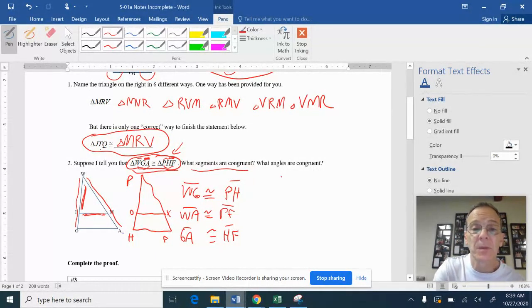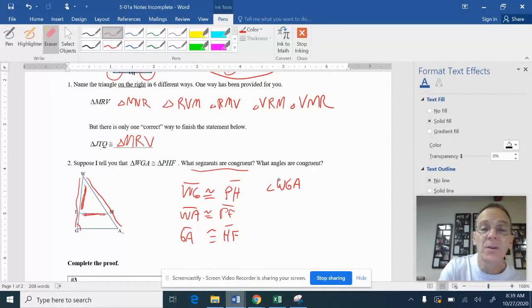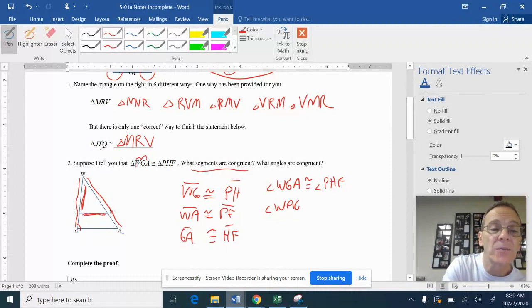What about the angles? The angles, we have an angle WGA. That would be this angle down here. But again, I'm going to go erase this picture because I want you to learn that sometimes the picture can fool you and you want to rely on the order of the letters in the name. WGA would be congruent to angle PHF. Angle WAG, that's first letter, third letter, second letter, would be congruent to first letter, third letter, second letter, P, angle PFH.